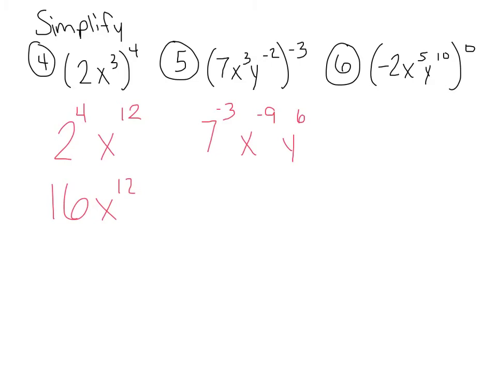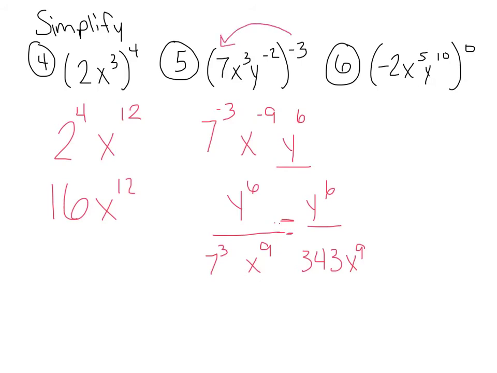So on top, the only thing that has positive is y to the 6. So y to the 6 stays on top. 7 to the 3rd goes to the bottom. x to the positive 9 goes to the bottom. And 7 to the 3rd is 343. So this becomes y to the 6th over 343x to the 9th. Okay, so the main mistake that happens a lot is you forget to do the exponent with the number. Okay, so make sure you do the exponent to every single thing.